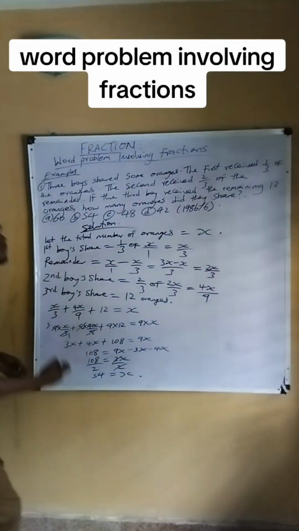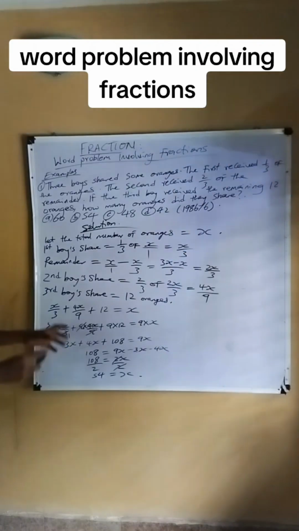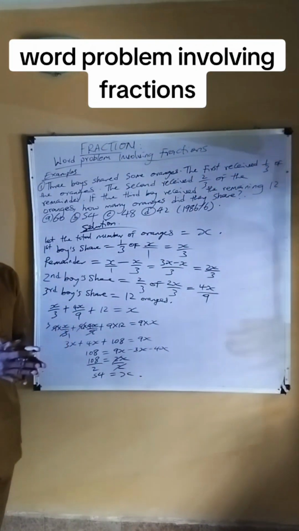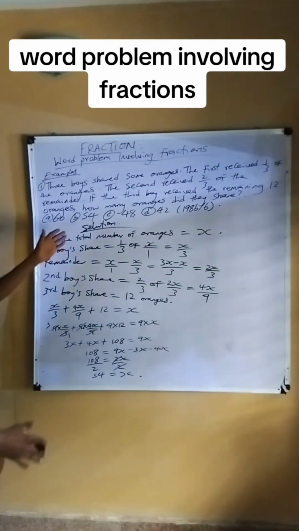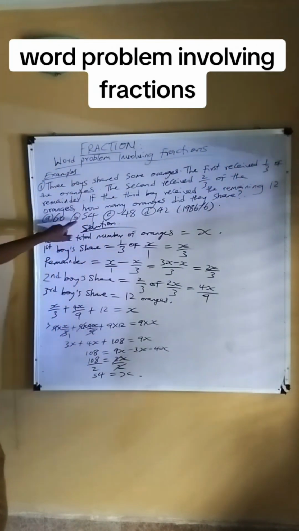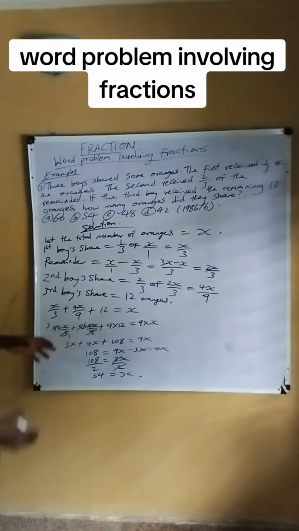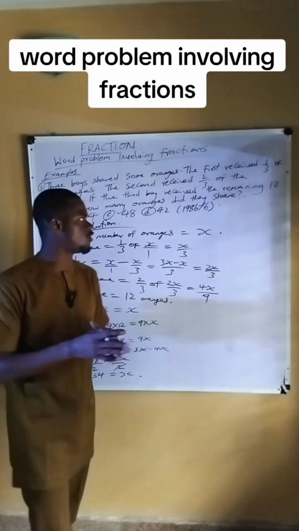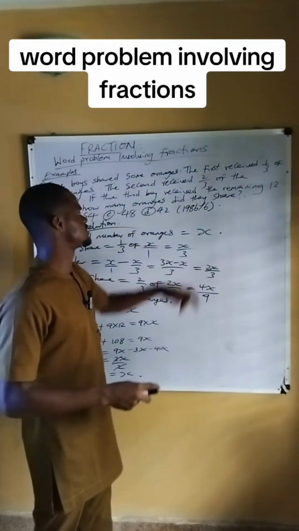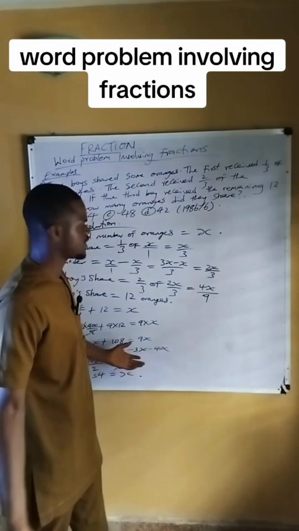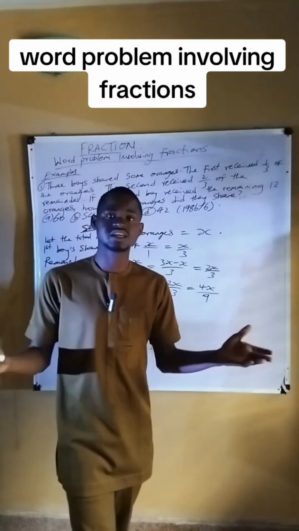Therefore, the total number of oranges the 3 boys shared is equal to 54. And which option satisfies this answer? It is Option B. Now, this question was taken from JAMB 1986, question number 6. That's the answer. In our next class, we'll be taking more examples.